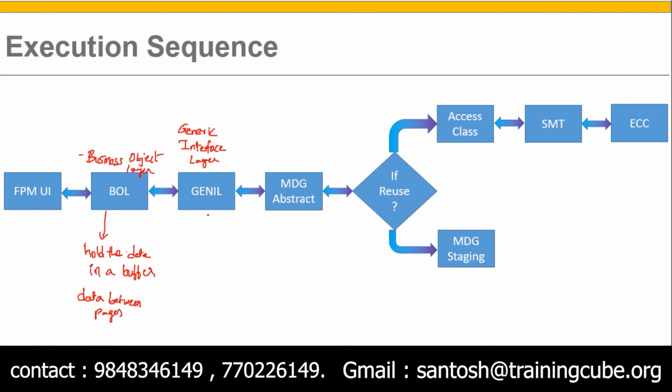And the Genil layer is to connect FPM with MDG. That's all. So taking these two things as a high level understanding, we would start designing an MDG application.